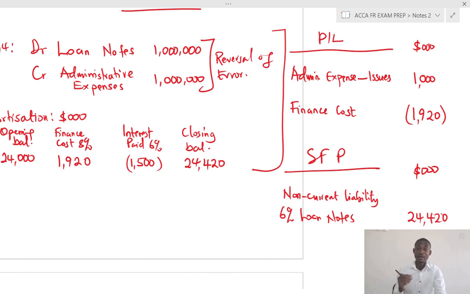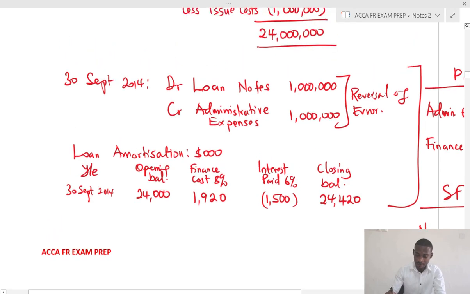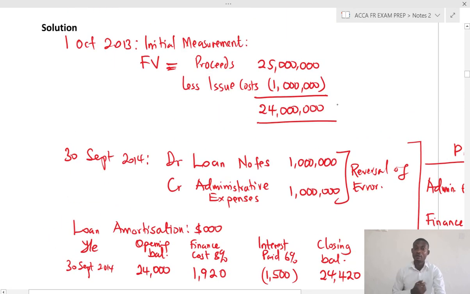So remember that issue costs are not to be expensed. As per the standard IFRS 9, the issue costs have to be deducted from the proceeds received on the issue. So they are not to be expensed. And if they are expensed, you have to reverse it. So the issue cost deducted at the initial measurement will give us this fair value of 24 million.